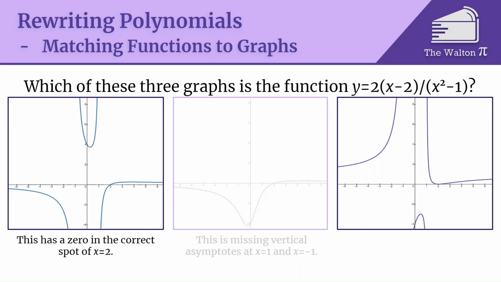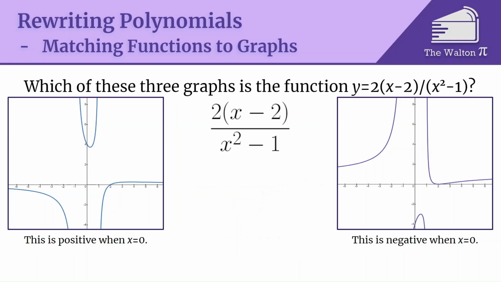We also have, for this first function, a 0 in the correct spot at x equals 2, because that's a spot where the numerator is 0, but the denominator is not. But the last function also has a 0 in the correct spot, so that hasn't told us anything. Okay, this first graph is positive when x is 0, and the second graph is negative when x is 0. So let's just plug in x equals 0 and see what we get.